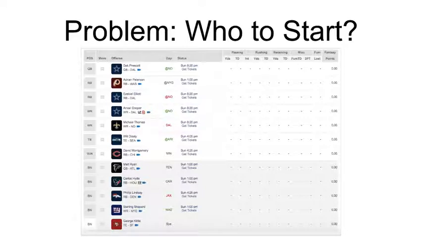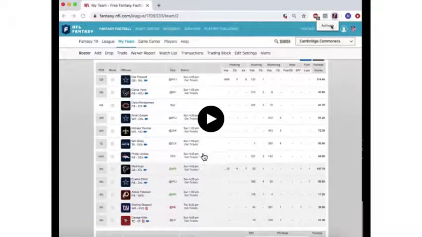So each week, each player is faced with a problem. Who do I start? Here's a screenshot from my NFL.com fantasy team. And you see on top, the players with the white backgrounds are the ones that I'm going to start this week, and the ones on bottom with the gray backgrounds are those that I'm going to sit this week. The ones that I start are going to accrue me points based on their performance, and the ones I sit are not going to give me any points. So, did I make the correct decision?